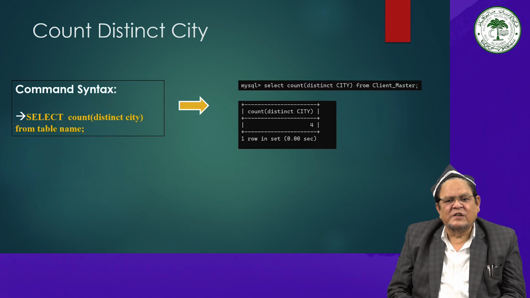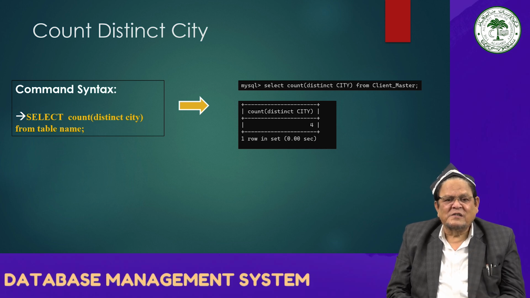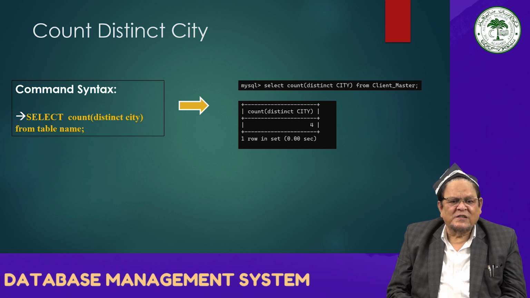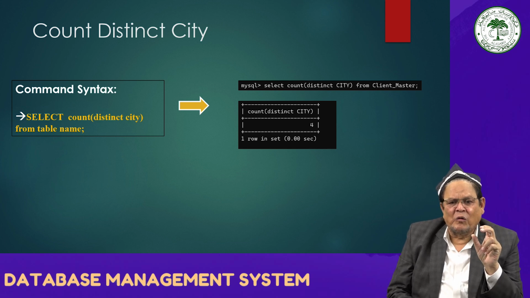Count distinct city. Suppose you want to remove the redundancy, you can do it by this command also. So the distinct command syntax is select count distinct city from the table. You want only the city name, how many city names are available.